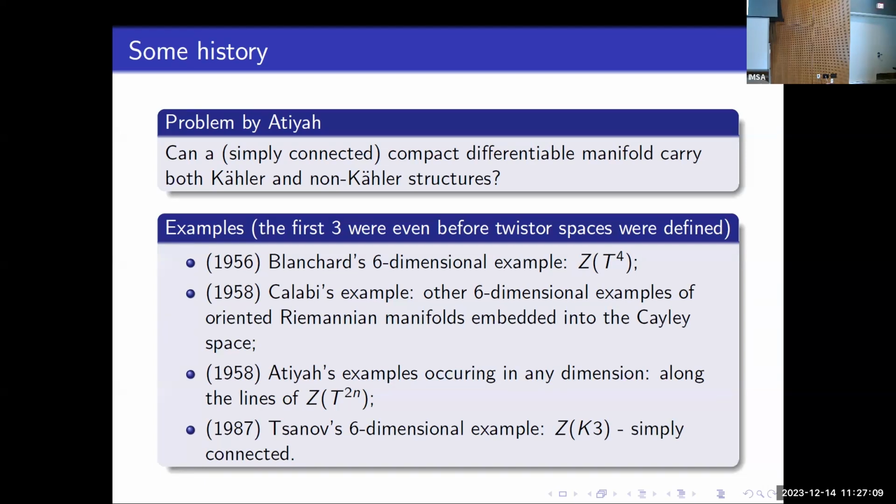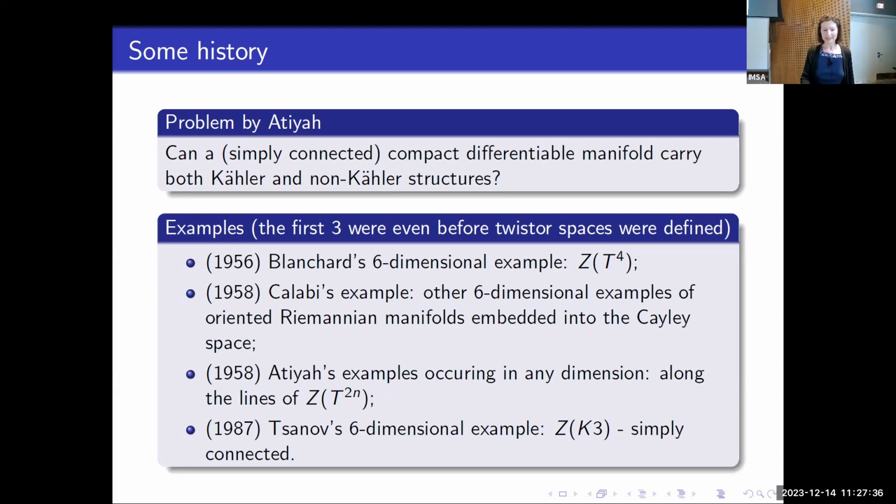So basically, the complex structures that he was considering were compatible with the metric, but not necessarily compatible with the orientation. So they look like twistor spaces, but not quite. And again, his examples were defined way before we knew about twistor spaces.